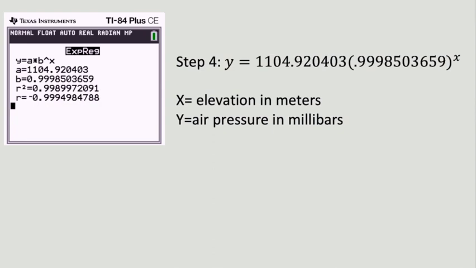And since we said that the independent variable was going to be elevations in meters, and the dependent is going to be the air pressure in millibars, we can identify that x is going to be the elevation in meters, and y is going to be the air pressure in millibars.